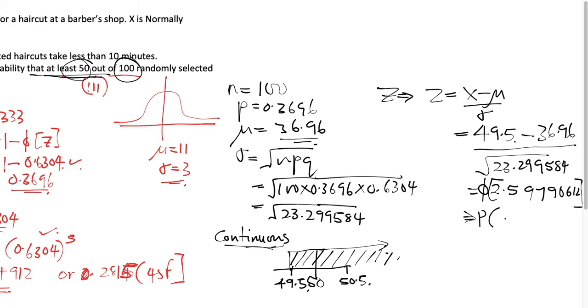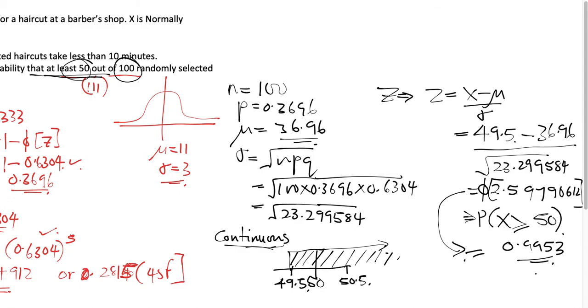We want the probability that X is greater than or equal to 50. What you have to do is look up 2.597 or 2.598 in MF19. From MF19, what I have is 0.9953.